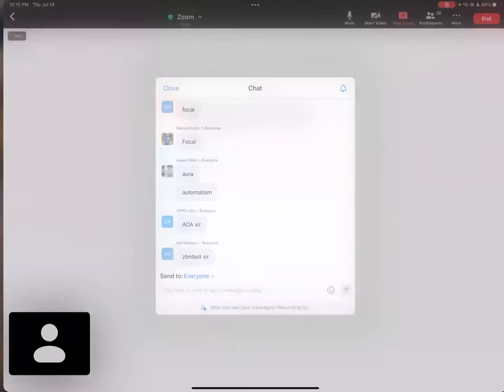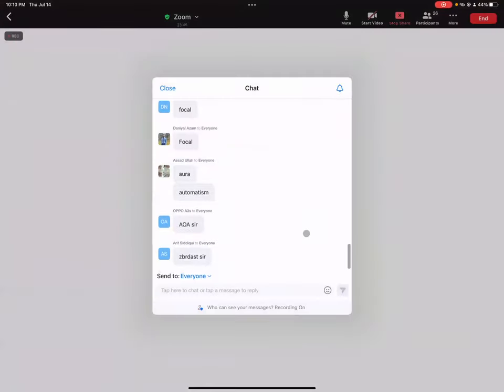So is it clear till now? Anyone who wants to say anything or ask anything before we go on to the management and the testing? Should we just proceed?